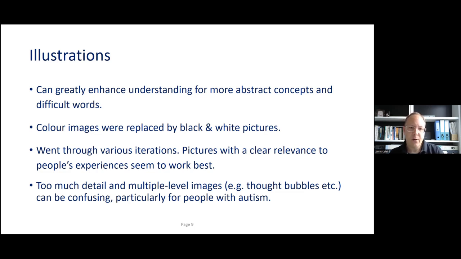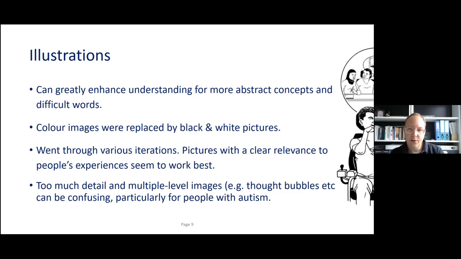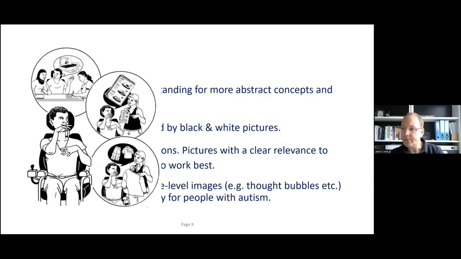Not too much detail. Multiple level images, things like thought bubbles, can be particularly confusing, especially for people with autism. I'll just show you a brief example of that. So this image that you see here, which is not one that we included in the final version, is difficult, and I'll just highlight here. Bubbles within bubbles, it was extremely difficult for people to really make out what was going on. So that was one of the ones that we amended as part of the iterations of going through the process that I outlined.